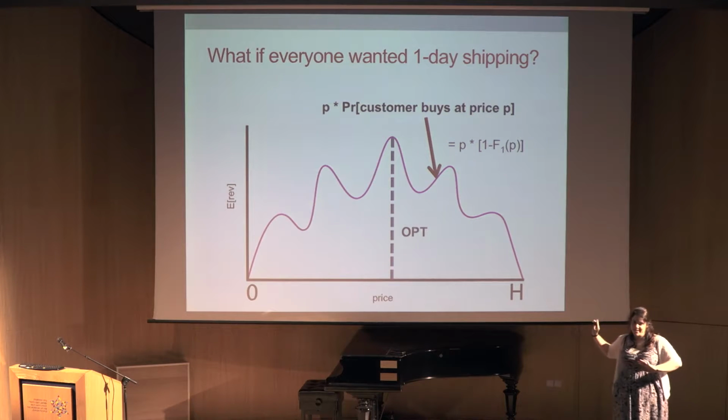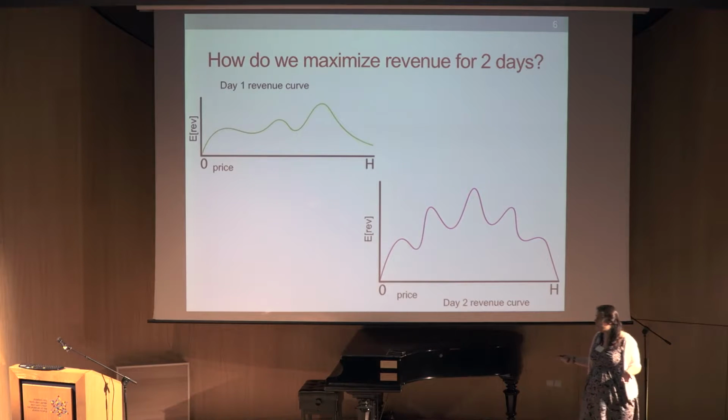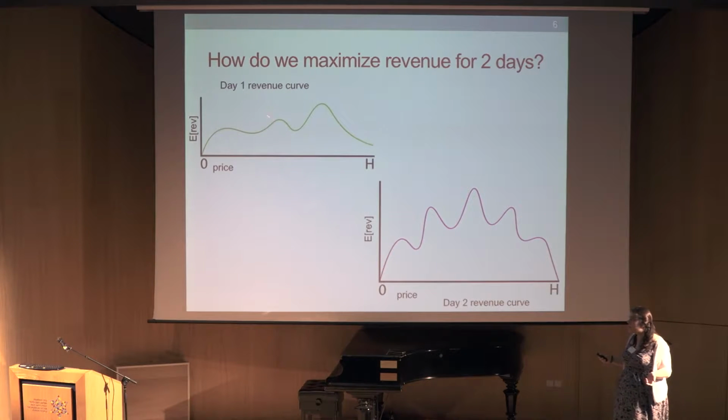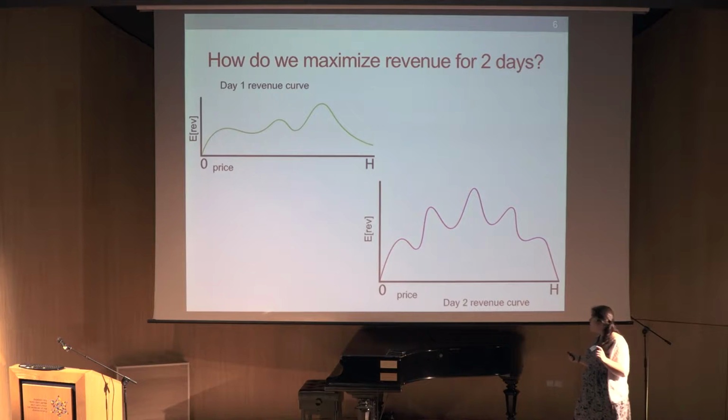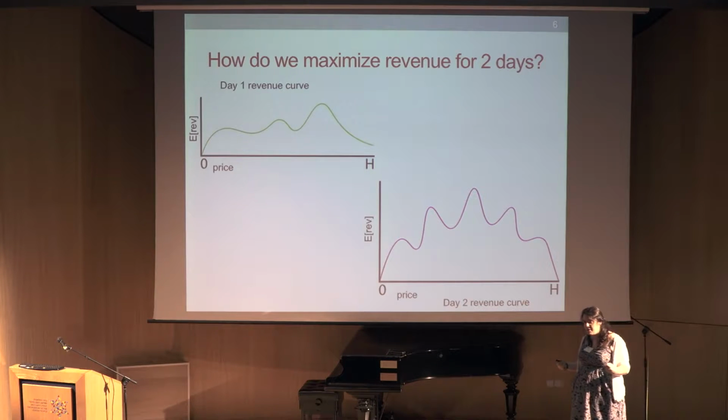So let's make sure we understand this. OK, good. So now what do we do if we have 2 different days? So what is this revenue curve? This is everybody. When I say day 1, I mean people with a deadline of day 1. They want their package tomorrow. And this is everybody with a deadline of day 2. They're willing to get their package tomorrow or the next day, either day.